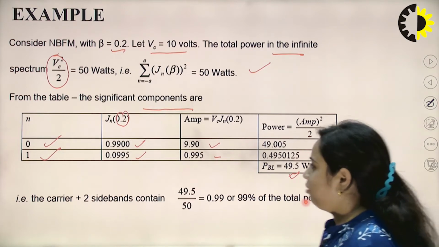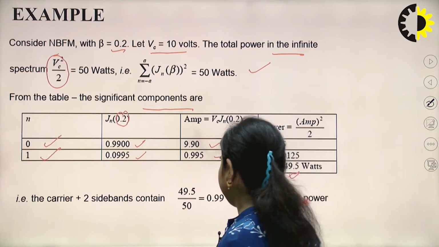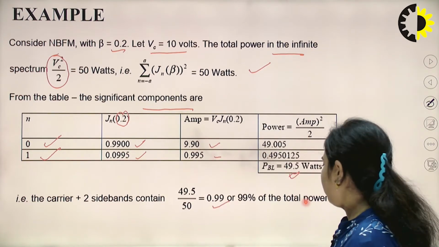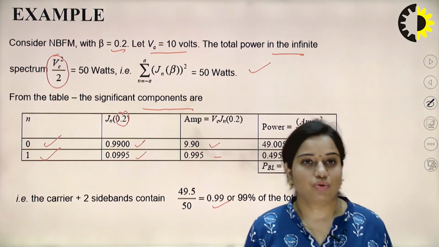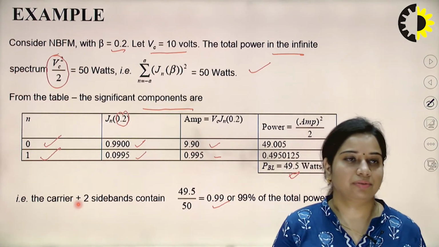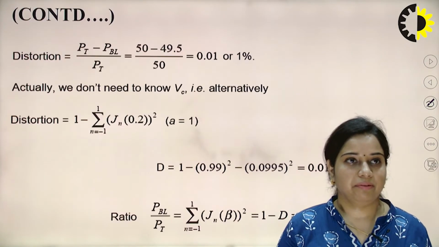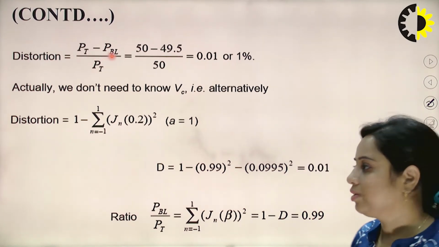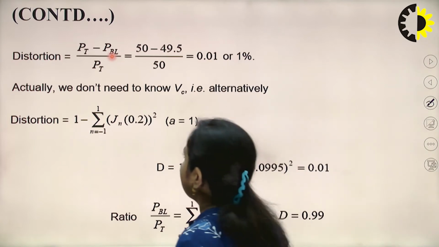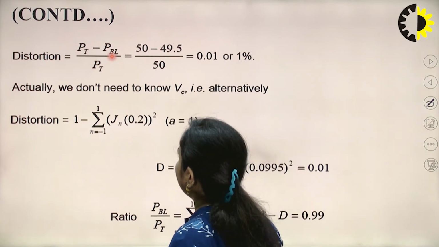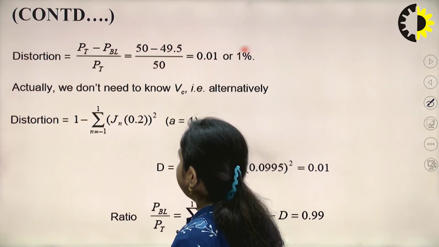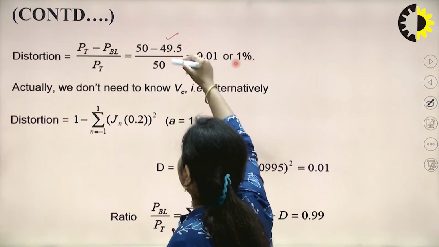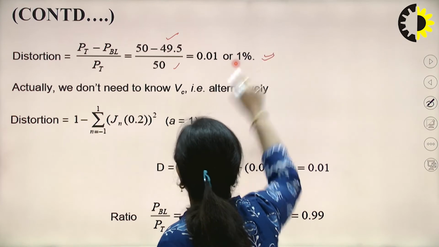So the carrier plus 2 sidebands contains 49.5 divided by 50, which is equal to 99% of the total power. So this is the case of NBFM. Now next is the distortion, how we have to calculate the distortion of the particular signal. The distortion formula is total power minus PBL divided by PT, which is equal to 50 minus 49.5 upon 50. So this is equivalent to 1%.